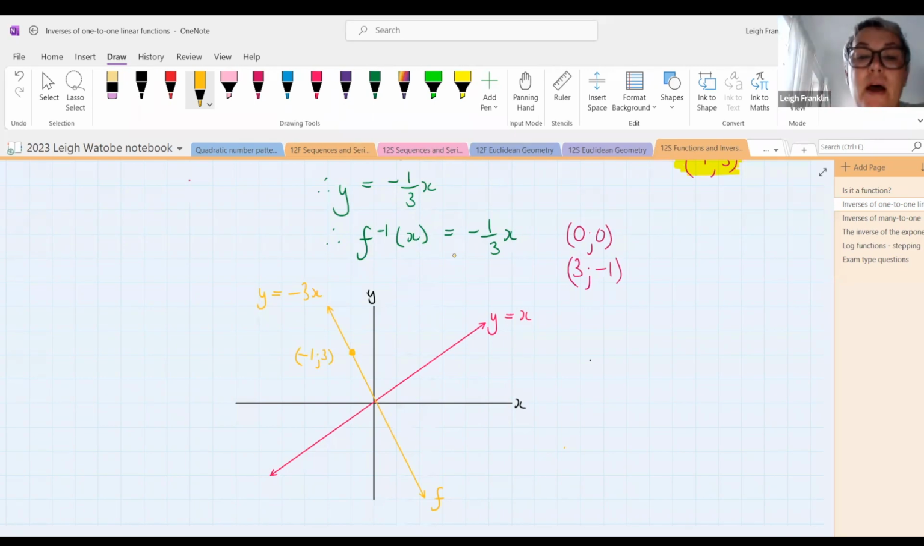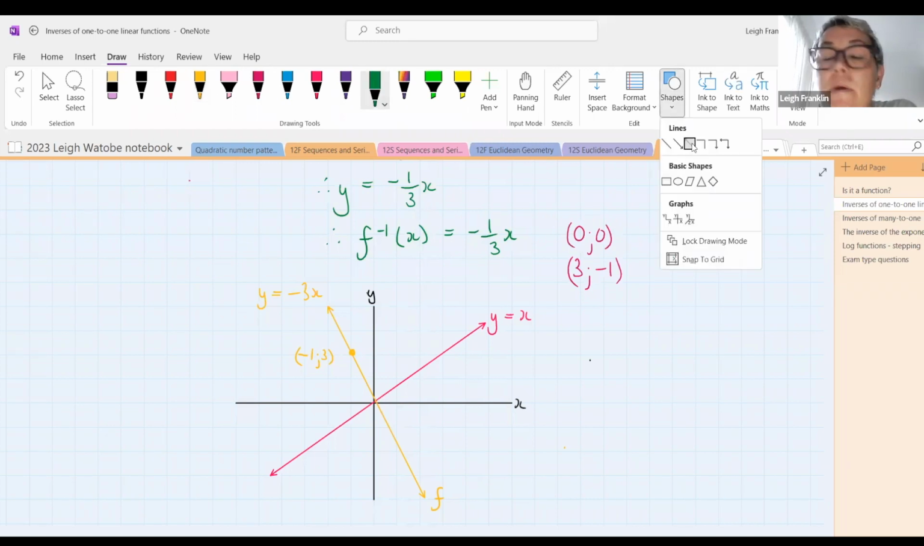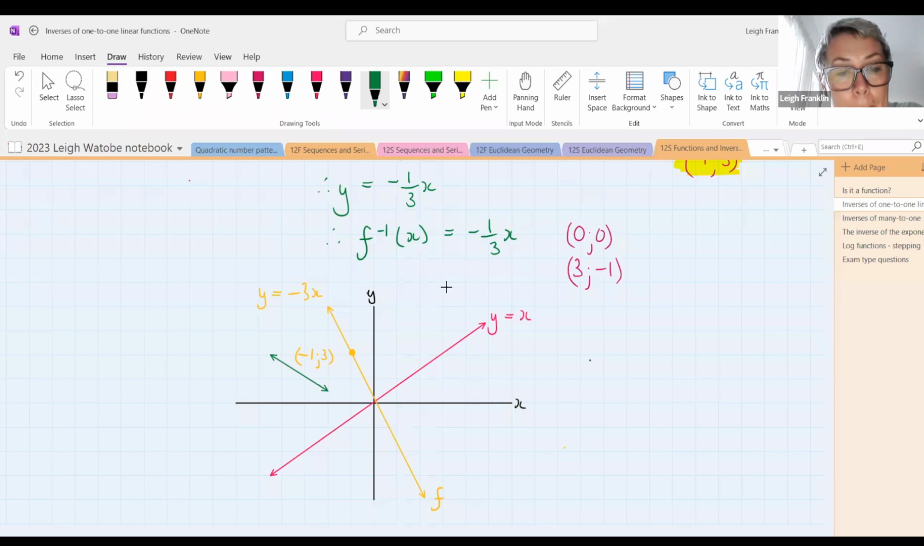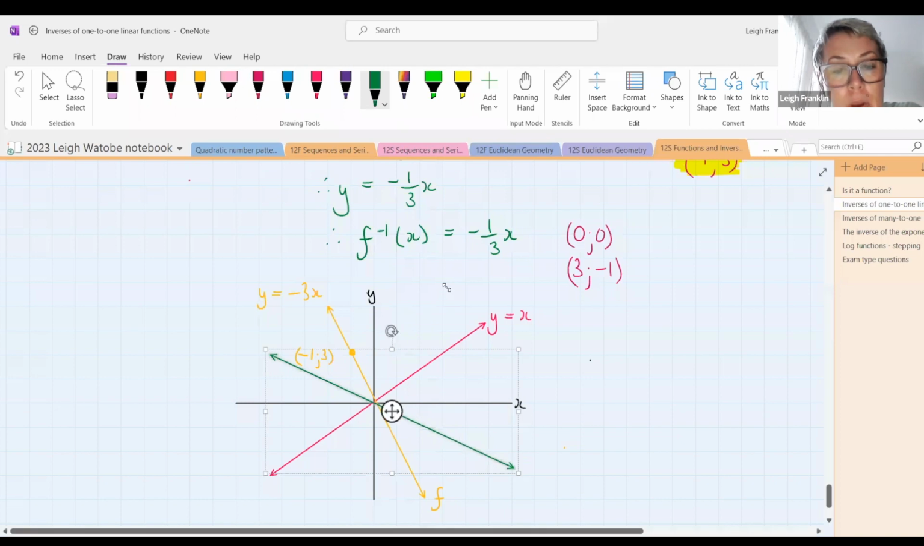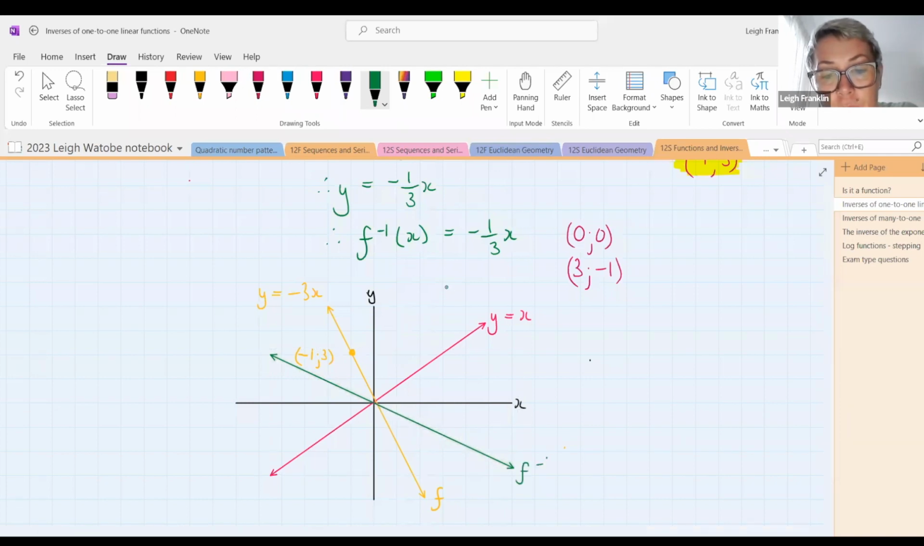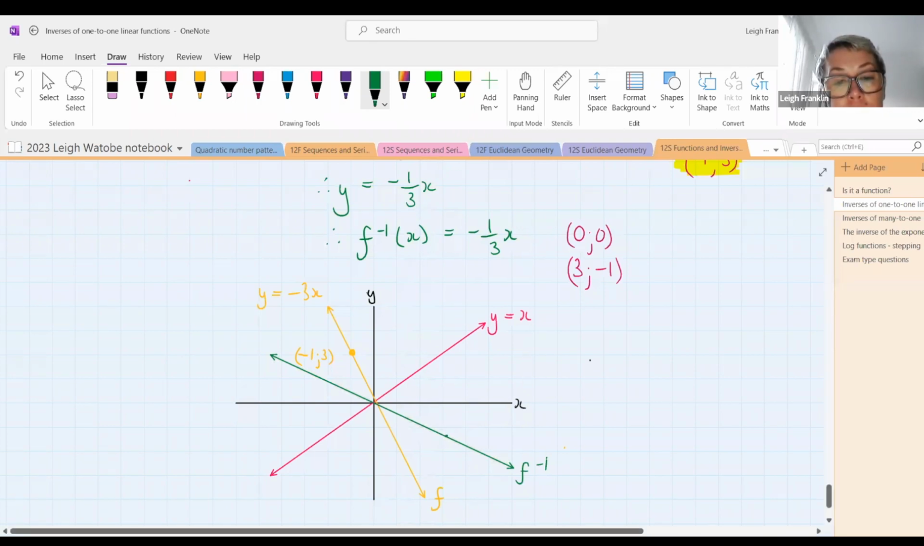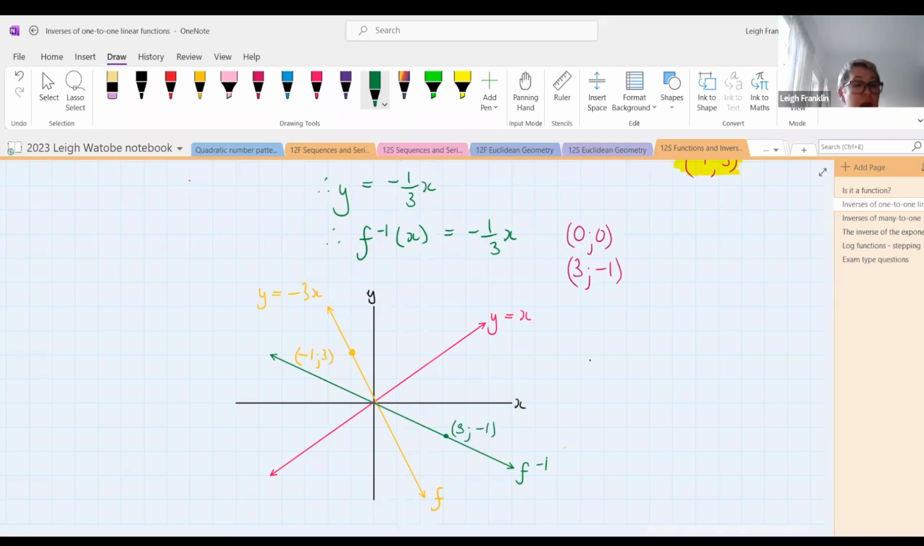Now I want to draw the other line. Its gradient is much, much shallower. So now let's grab some green. Here's the graph of the inverse, and it goes through the point 3 and minus 1. Okay, that's all you need to show. You don't need to show any more than that. All right, everybody happy with that?